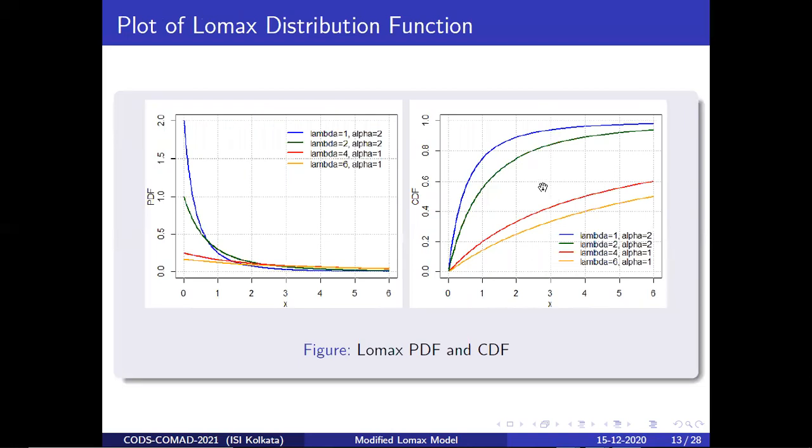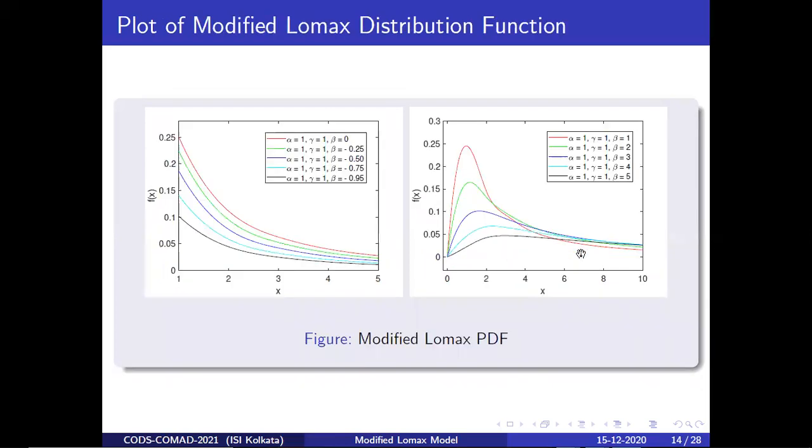Now, these are some plots of the Lomax PDF. As you can see, the Lomax PDF starts from x equal to 0 and goes to x tending to infinity. When we replace the Lomax distribution with the modified Lomax distribution, we can get several different functions like this. Thus, we can see the modified Lomax model provides a more flexible PDF and CDF version, which will be helpful to model real-world network datasets.